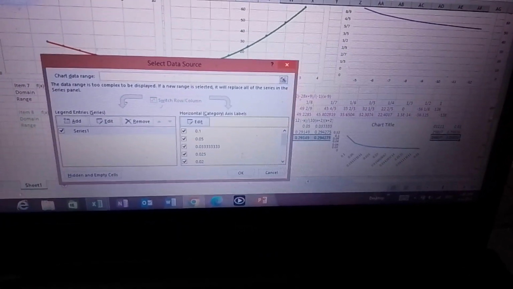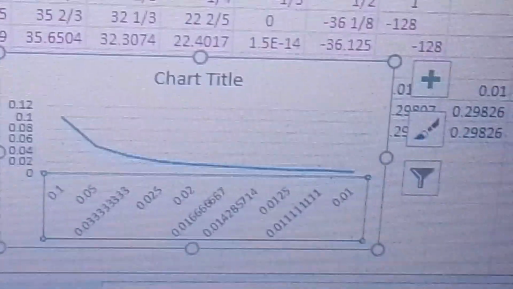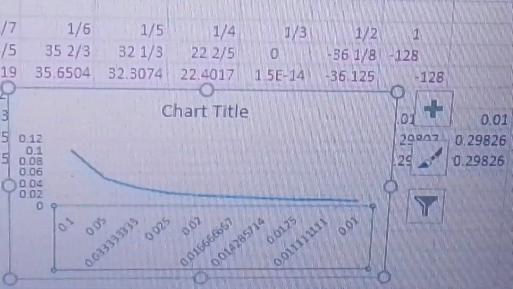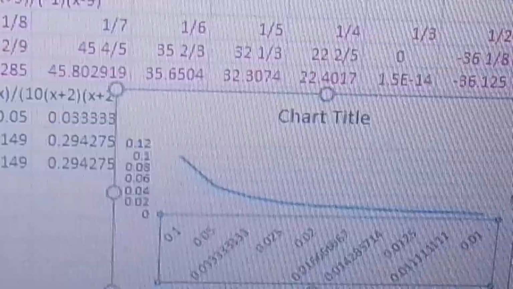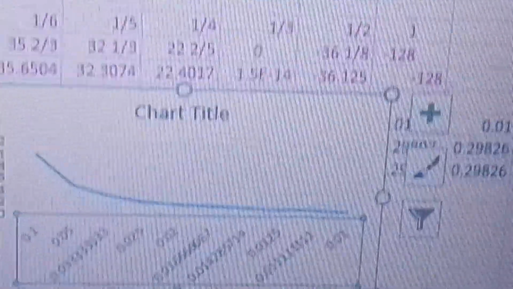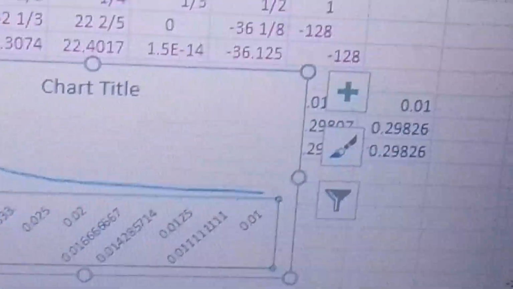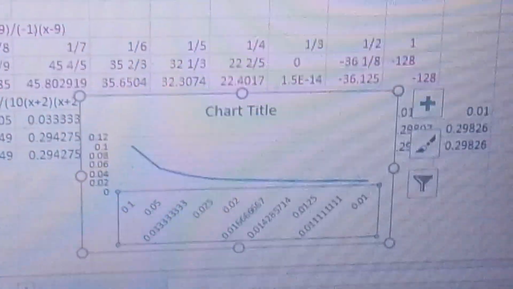And then, did you get it right? Did you get the data that you want? Let's see if we get it right. Very good. That's 0.1, 0.5. That's 1/10, 1/20, 1/30, 1/40, 1/50, 1/60, 1/70, 1/80, 1/90, and 1/100. So that's exactly what our graph should look like.